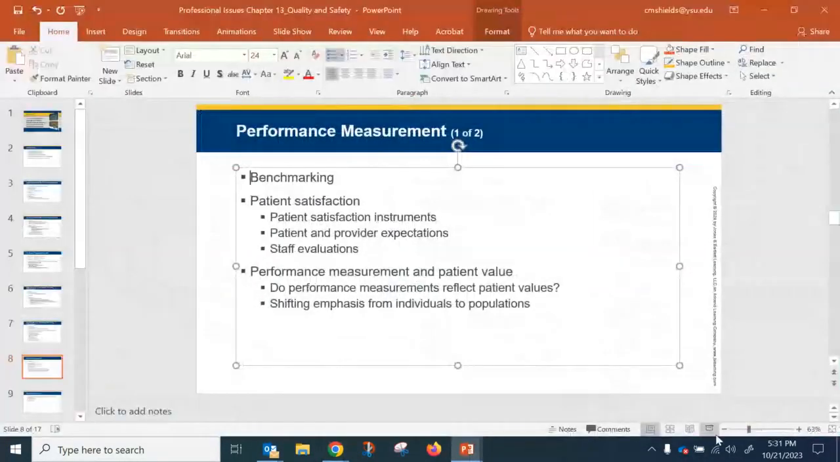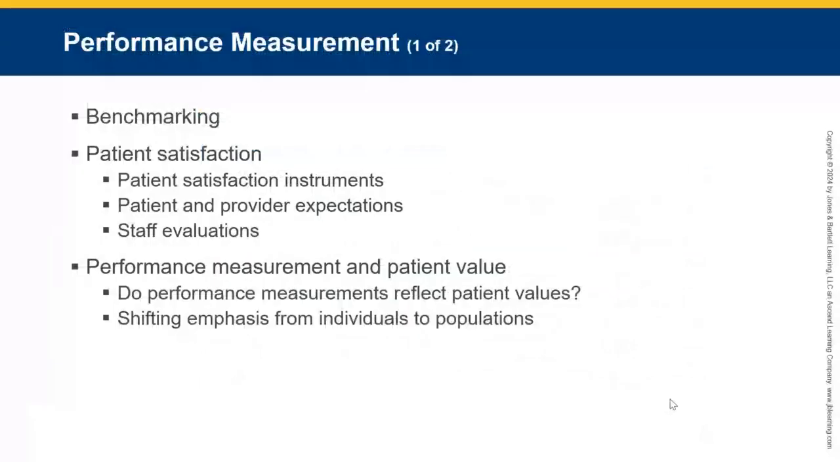Right here with performance measures. And performance measures are used to examine cost and quality of care, which is what we've been talking about. And they're identified for hospitals and long-term care facilities and home care. And the first one is called benchmarking.